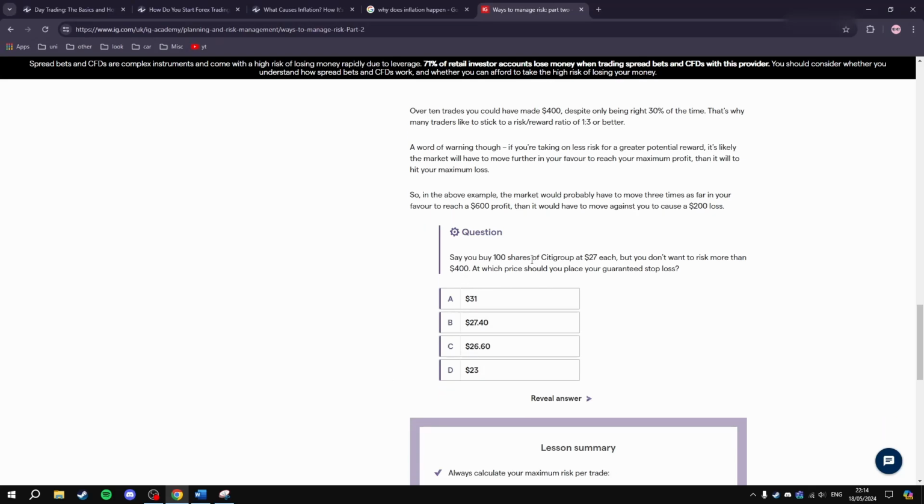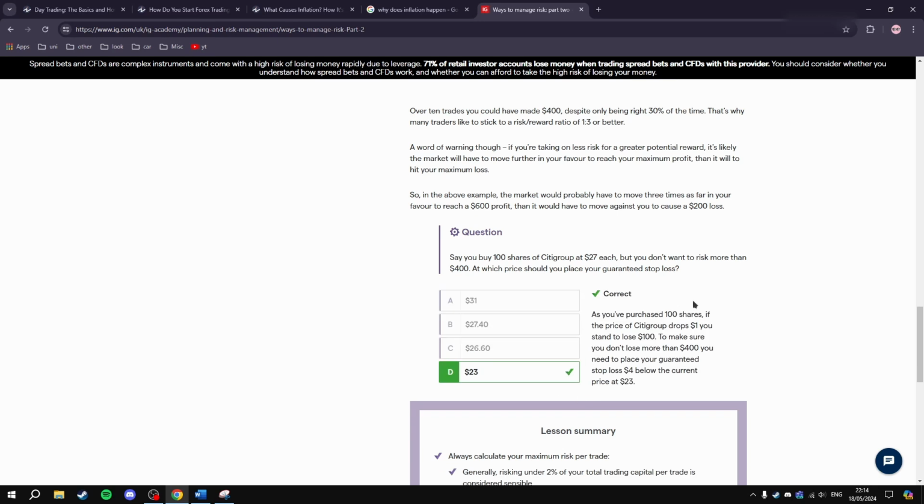Say you buy 100 shares of Citigroup at $27 each, but you don't want to risk more than $400. At which price should you place your guaranteed stop loss? 100 shares, so that's 27 times 100, that's 2,700. You don't want to risk more than $400. Let me just get my calculator out. 2,700 minus 400, 2,300 divided by 100 shares, 23.